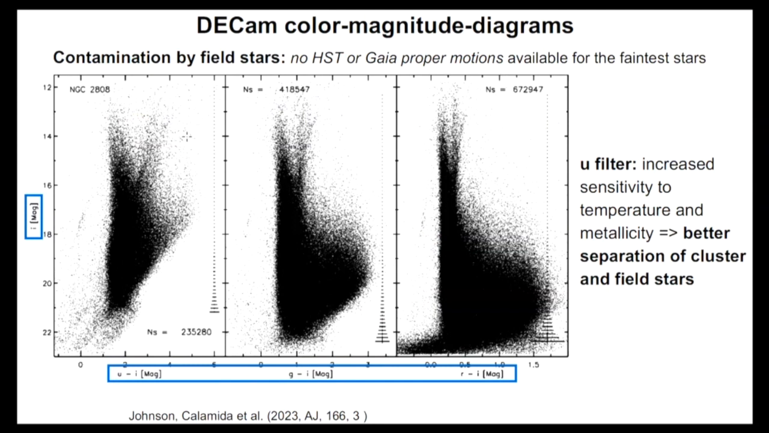We have Gaia proper motions and they work really well, but only down to just above the turnoff. So we tried to use Gaia, but then we were losing essentially all the blue horizontal branch stars, and we were very interested in that evolutionary phase. So what we did was to use the power of the u-band filter, because it gives us better temperature sensitivity and metallicity sensitivity. And so we can separate field and cluster stars, since mostly field stars are more metal rich than the globular cluster stars in this case.